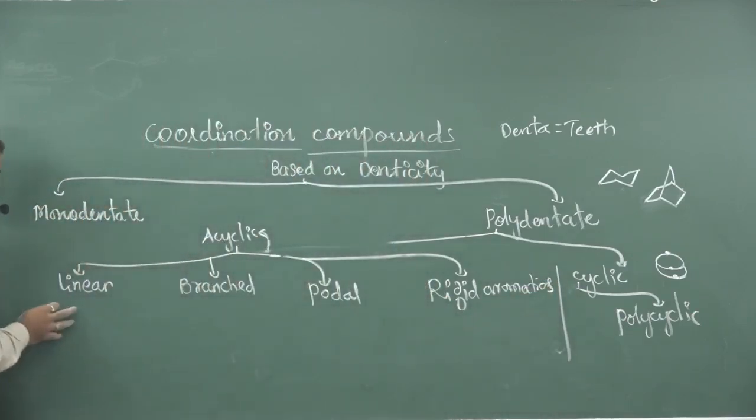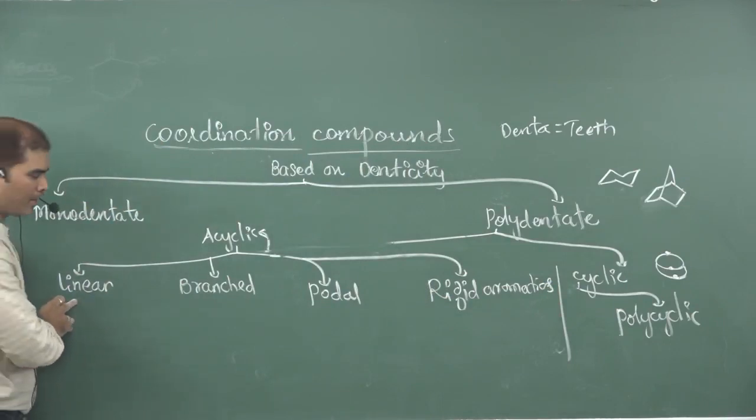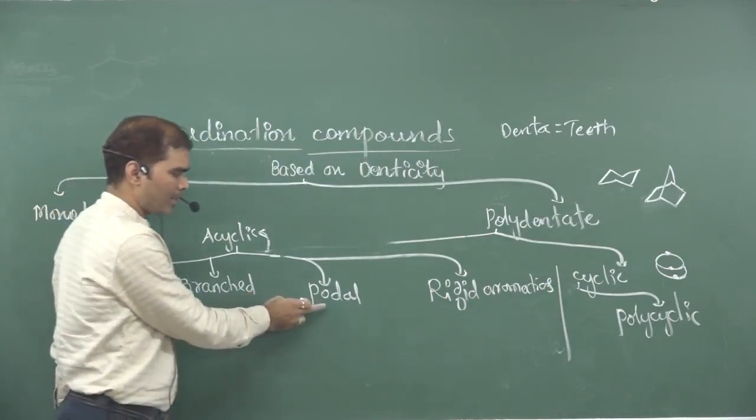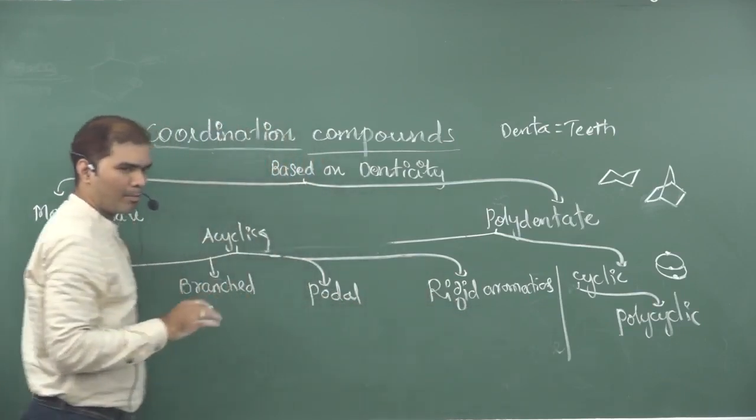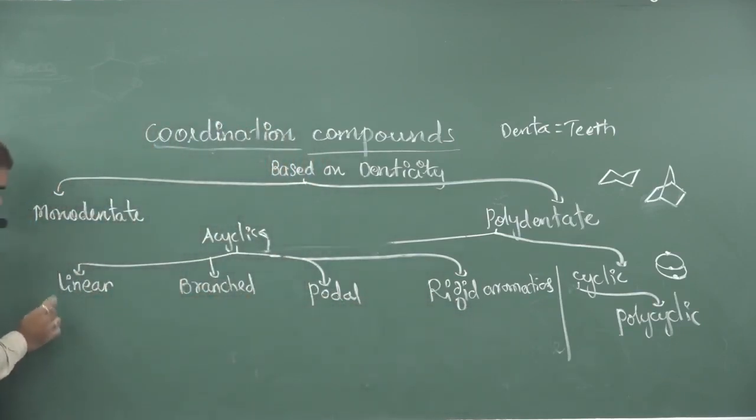For acyclic there are 4 different types. One you call it as a linear, one is a branched, one is podal, P-O-D-A-L, podal. Fourth one is rigid aromatics. What is a linear ligand? Just suppose if this is a donor, it is connected like this. Just like a chain, it is connected.